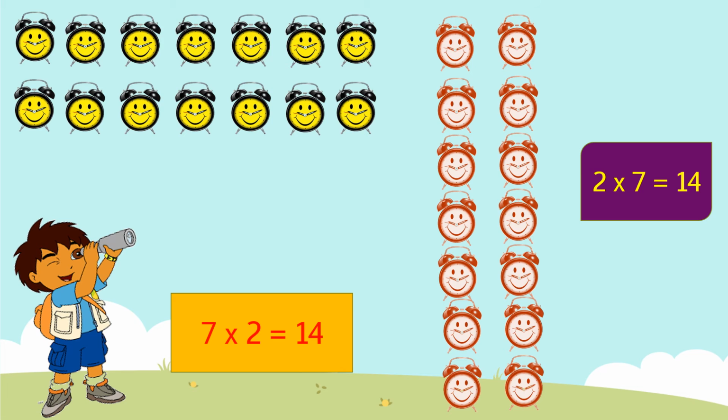Children, remember this commutative property applies only for multiplication and addition. Addition, why? Because if you add 2 plus 3, it will give you 5 as your answer. Similarly, if you add 3 plus 2, also it will give you the answer as 5. So whenever you interchange the numbers and your answer is the same, that means that is the commutative property.